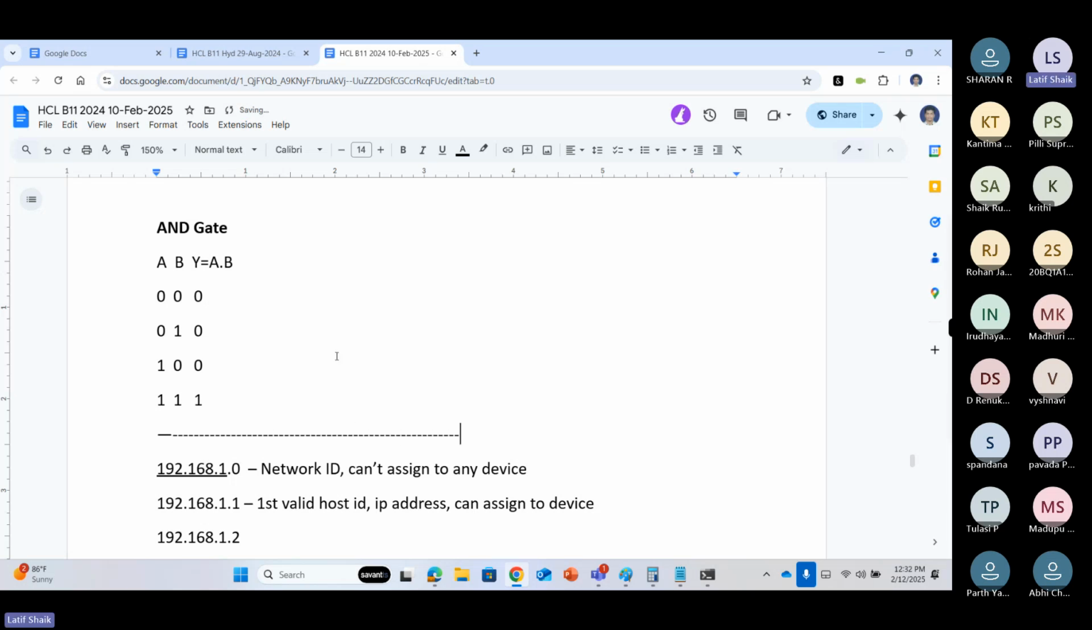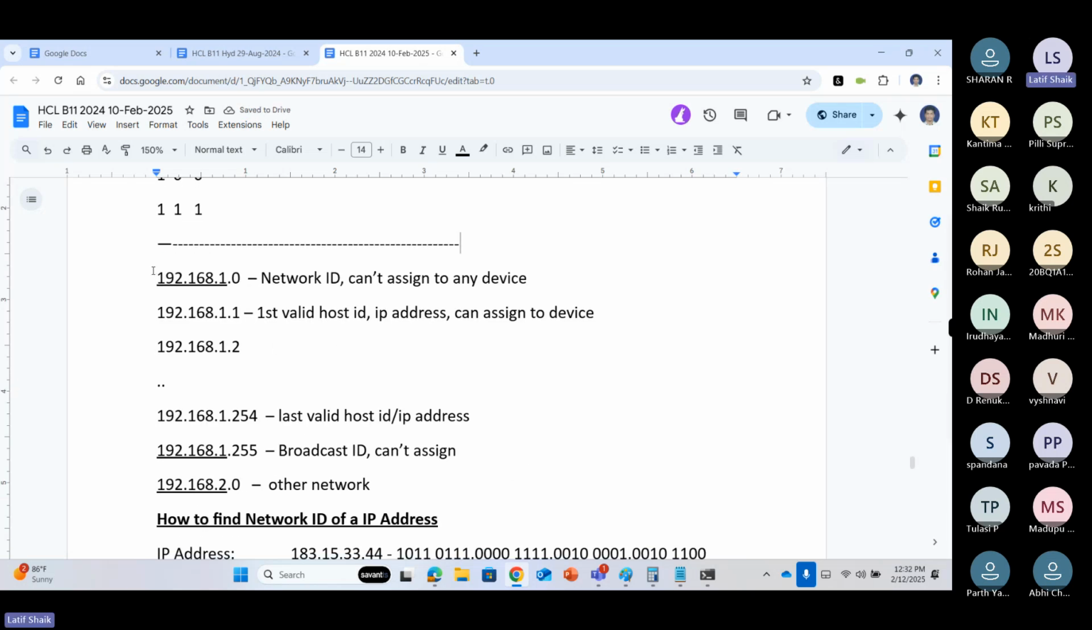This I already explained. So what is the range of the network from here to here? This is entirely one network. The very first one, where the entire host portion is zeros, is called the network ID. We can't assign it to any device.